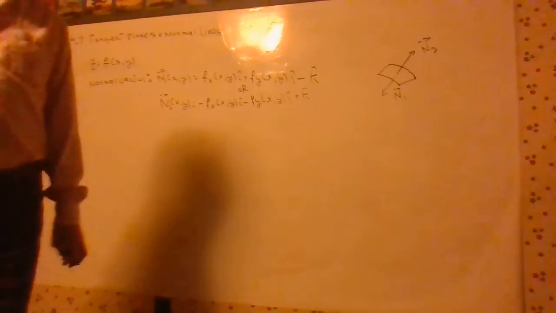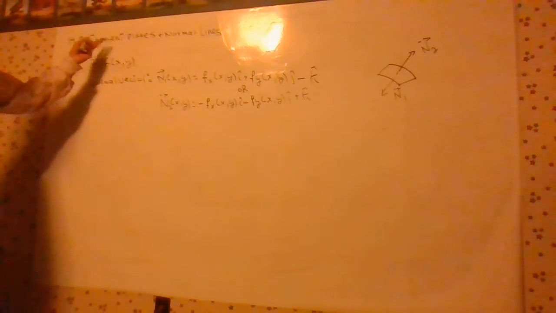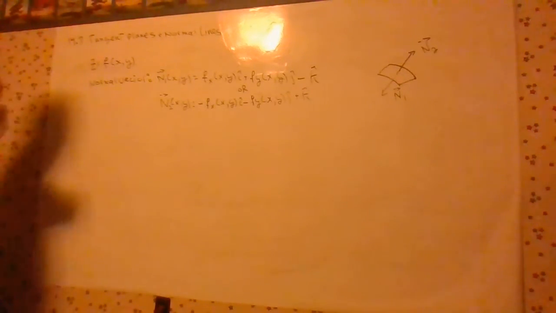14.7, tangent plane and normal lines. 14.6 is about gradient vectors and directional derivatives. We'll actually hit that at the end of the semester. Gradient fits in well with other vector operators like divergence and curl. So we're skipping over that, but don't worry, we'll come back to it.